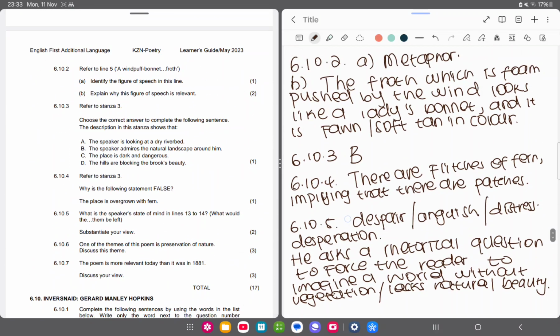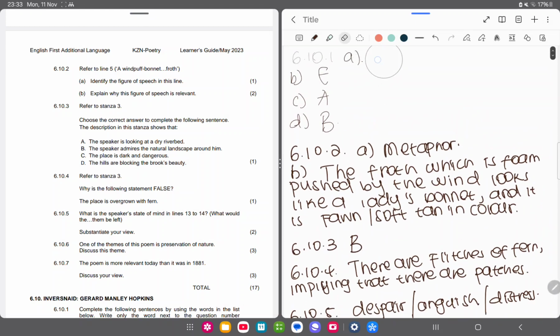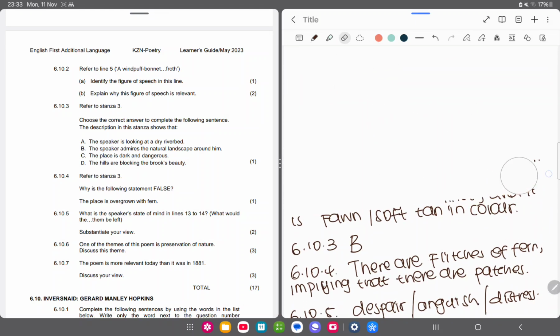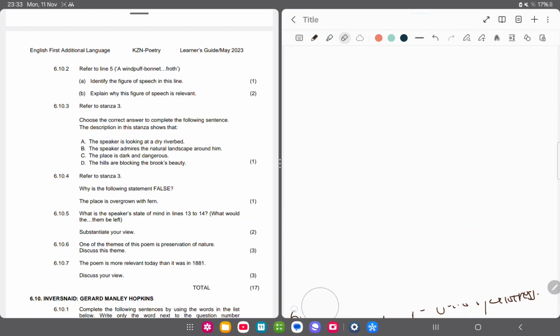This is a theme. We need to cancel some of the things we wrote at the top, so we may create a bit of space for the ones that are yet to come. Okay, 6.10.6. 6.10.6 says, one of the themes in this poem is preservation of nature. Discuss this theme. Well, if we are going to discuss this theme, we obviously can see that the poet is trying to, he is pleading to us to just let nature be, right?